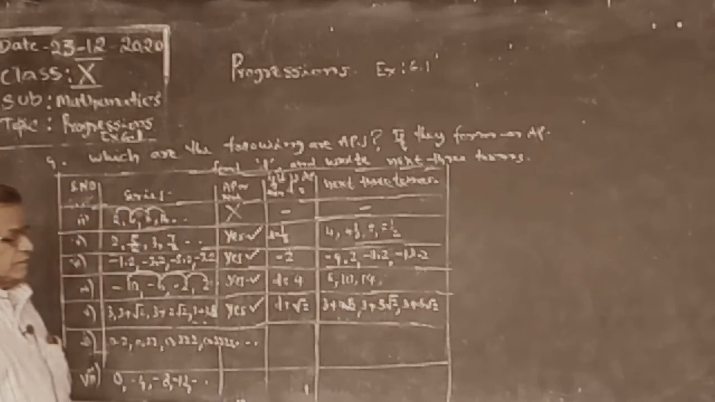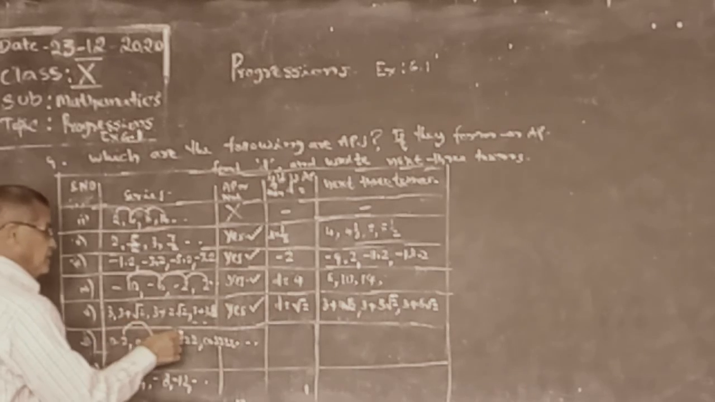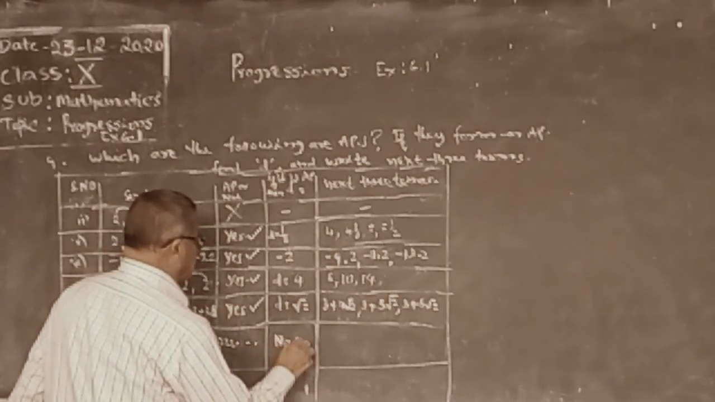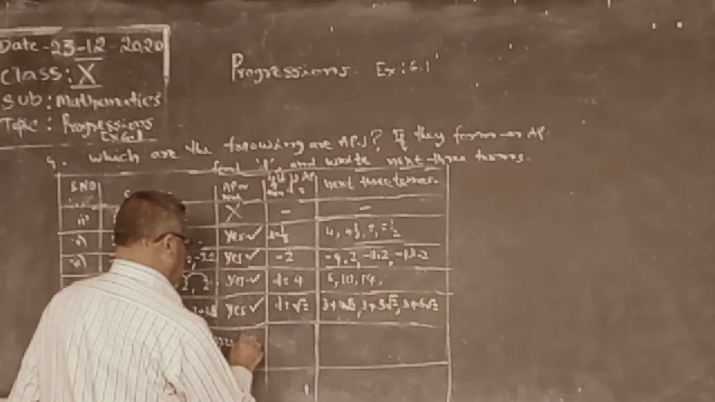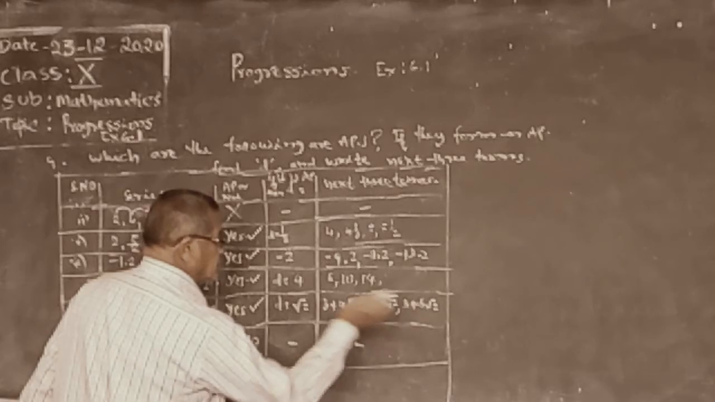Then here see the sixth one. Here 0.2, 0.22, 0.222. The difference is not the same. No, it is not an AP. So these are not possible.